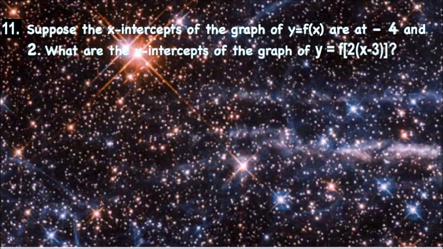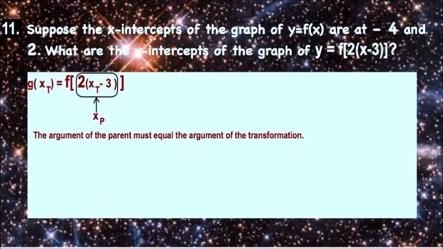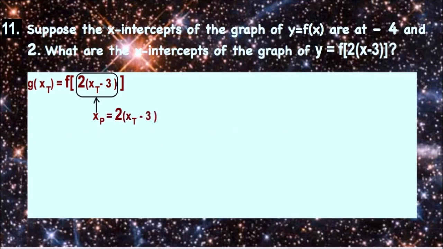Question 11. Suppose the x-intercepts of the graph of y equals f of x are at negative 4 and 2. What are the x-intercepts of the graph of y equals f of 2 times the quantity x minus 3? g of x transformation equals f of 2 times the quantity x transformation minus 3. The argument of the parent must equal the argument of the transformation.